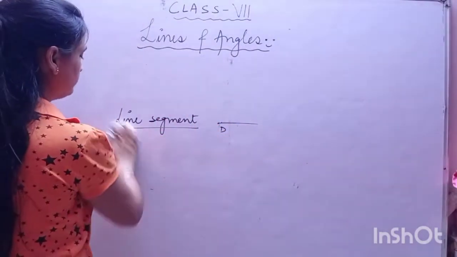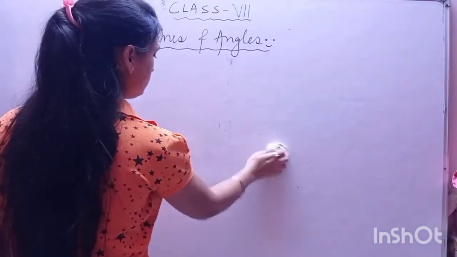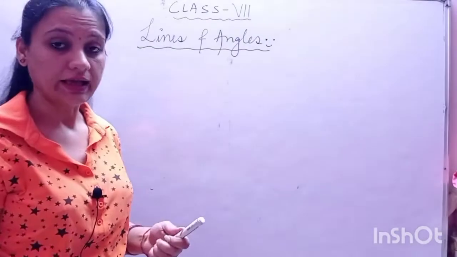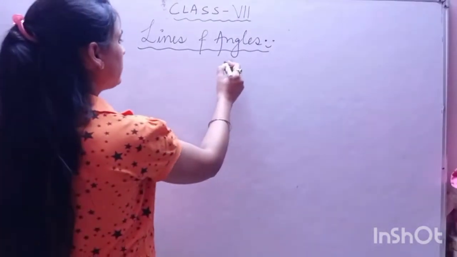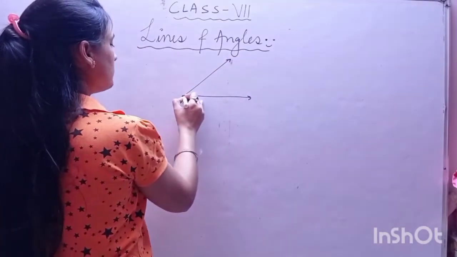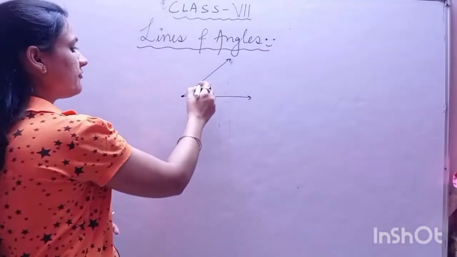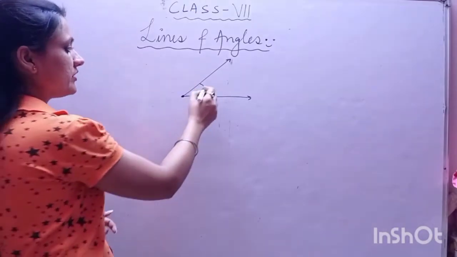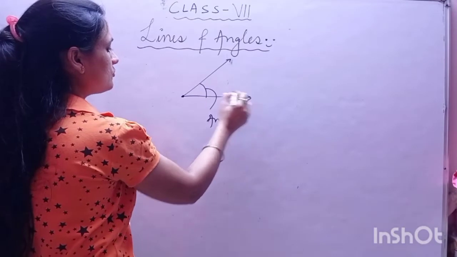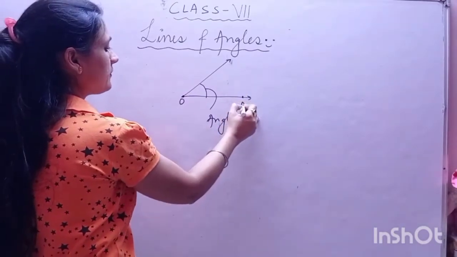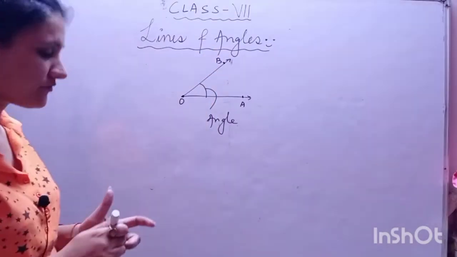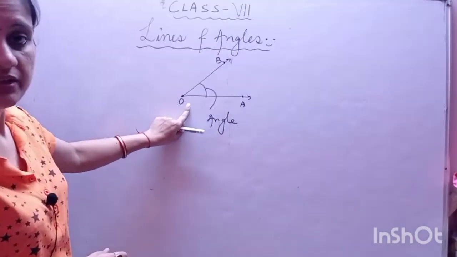Now let us come to another level, that is the angle. So what is an angle? When two line segments or two rays meet at a point, they form an angle. So we can call it an angle. These two rays, OA and OB, form an angle between them.